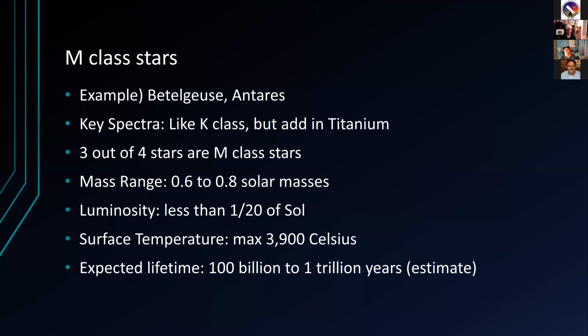Right. So M-class stars, these are the longest lived stars in the universe. We can only estimate their potential maximum age, because the universe hasn't been around long enough to see any of these stars die. They have estimated lifetimes of 100 billion to 1 trillion years, and we can only model in computers how long these stars would live.